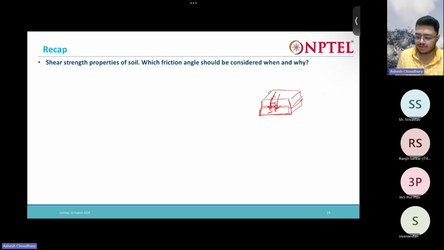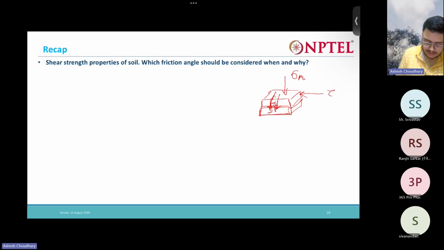And then what you do? Then you apply a constant normal load over the soil, and then you start applying some shear strain. Sliding force. Yes, shearing. You start shearing. So what is going to happen? It is going to start shearing like this. So what will you get?